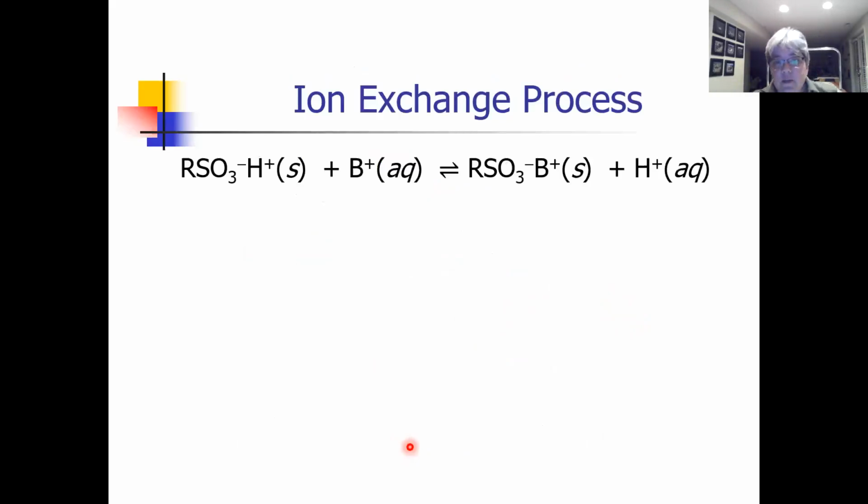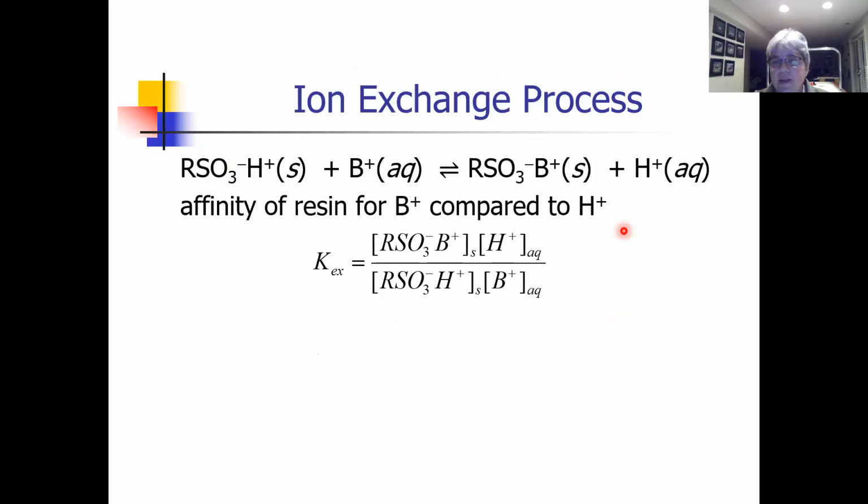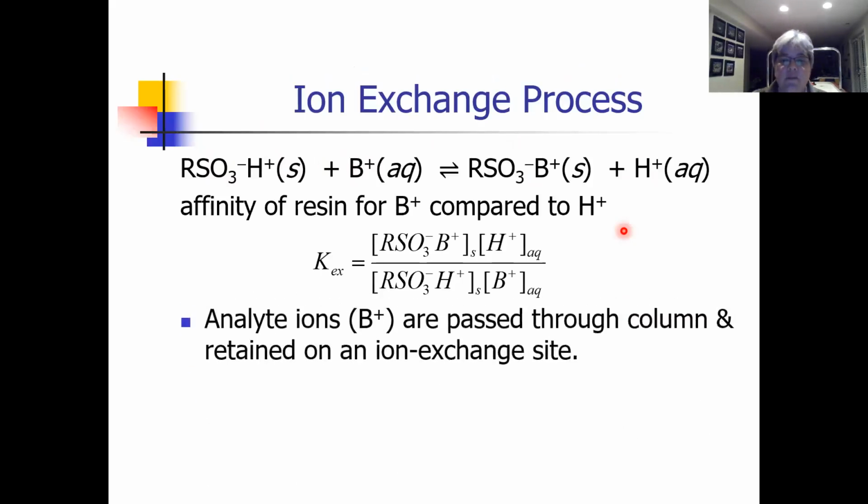So looking at the equilibrium, this is the process. We have the stationary phase, and then the cation in solution. And then there's an equilibrium with that cation going onto the column and this hydrogen ion coming off. And we could actually write an equilibrium expression for this. The way this works is we would take my analyte ions and get them stuck onto the column. Okay, and then off comes the hydrogen ion.